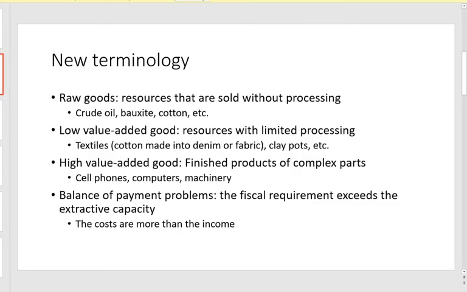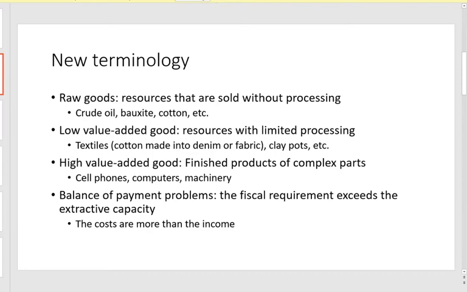So first, let's look at some terminology. Some of this might be new, but hopefully it's not too new for most of you. The first is this idea of raw goods. So we're talking about resources like crude oil, bauxite, cotton, anything that is not processed at all, that's just pulled out of the ground, right? Whether you grow it, whether you mine it, whether you drill for it, that's not the concern here. It's just a raw good, it's completely unprocessed.